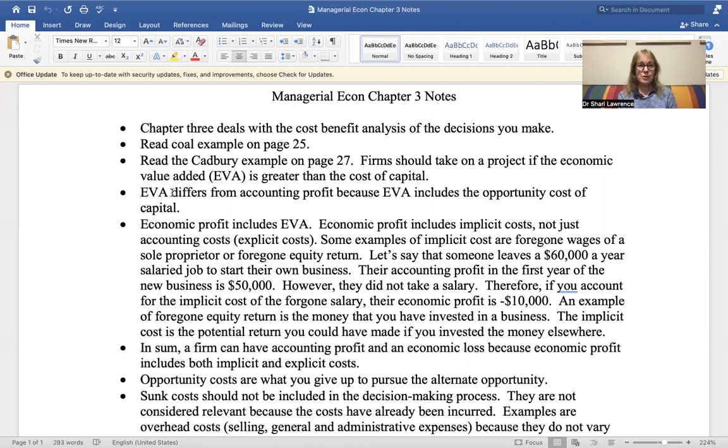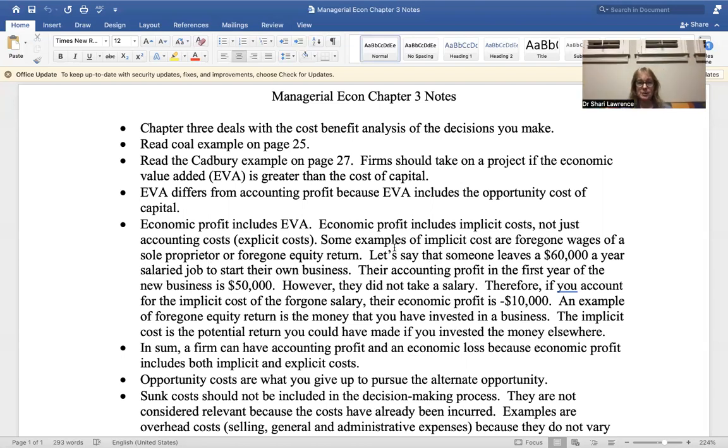So economic value added differs from accounting profit because EVA includes the opportunity cost of capital, or these implicit costs. All right, economic profit includes EVA. Economic profit includes implicit costs, not just accounting profit, which only includes the explicit costs. Here's some examples. One example is foregone wages, the example I mentioned before. And so let's say you've got the sole proprietor. They might have foregone wages, or they might have a foregone equity return.